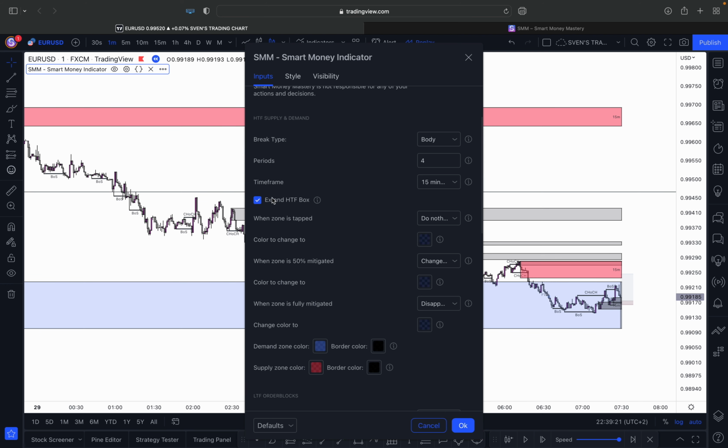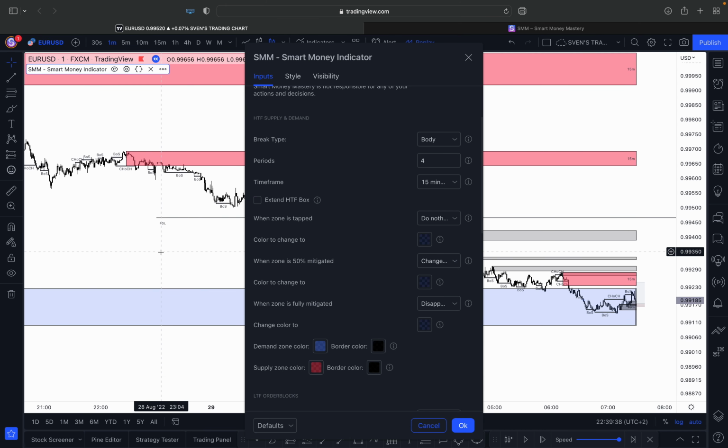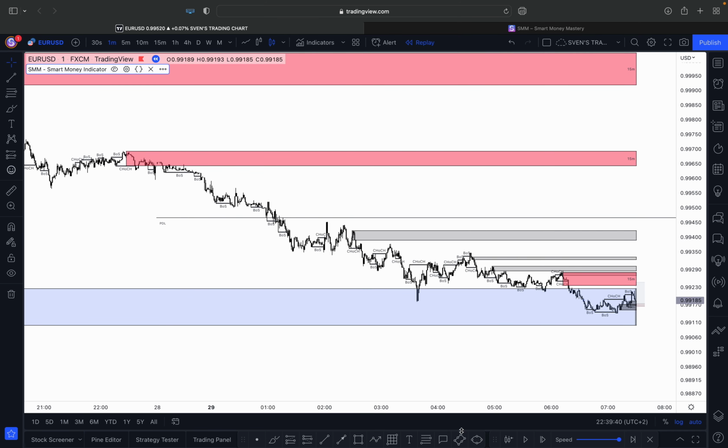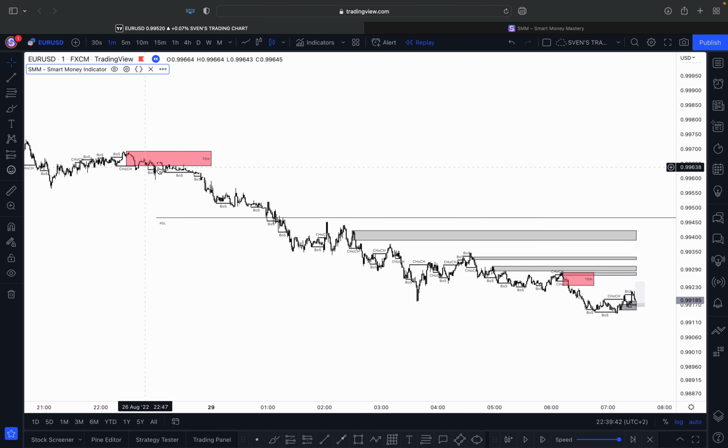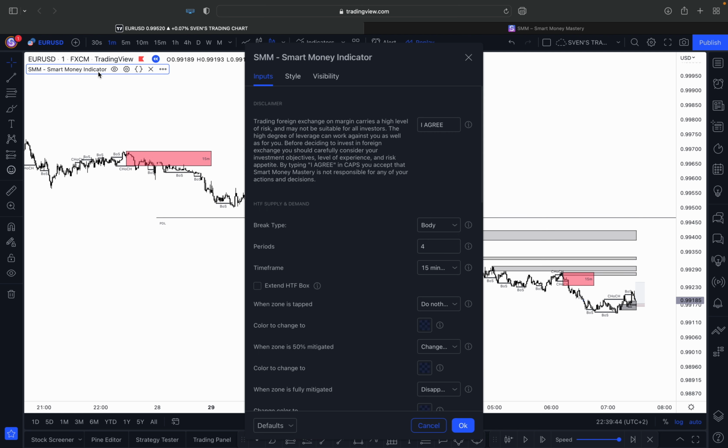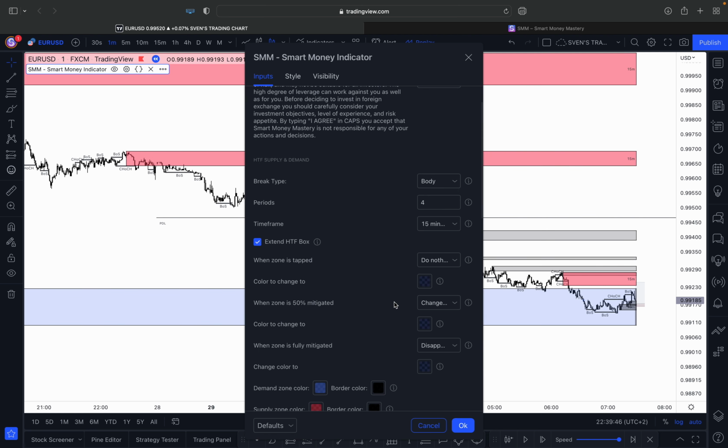And here you can also see a setting. In the 15 minutes you can actually see the demand zones over here under. We also have an extend higher time frame box setting. If you would enable it, the boxes will be extended to the last candle visible. If you would disable it, it would only plot the zones here, so way smaller. So on default we have it on extend.